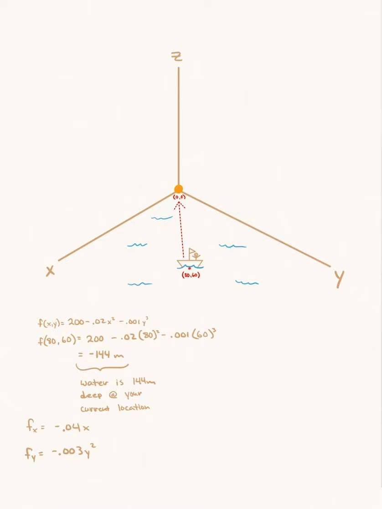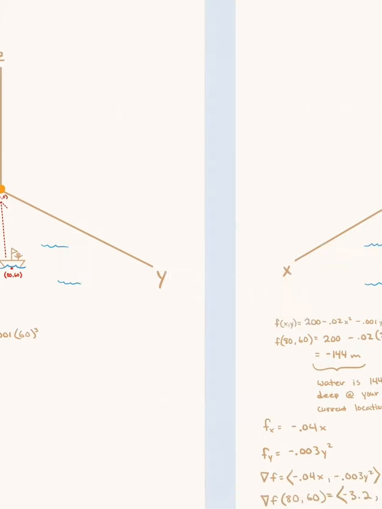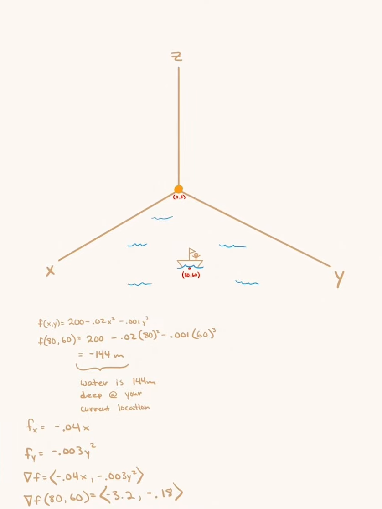We want to know how the depth of the water is changing along this path, and we can figure that out by computing the directional derivative of the depth function along this path. So to do this, we first have to find the partial derivatives of f with respect to both x and y, which we can see here are -0.04x and -0.003y² respectively. So then we can use these to find the gradient, which is a vector whose components are the partial derivatives of the function. Then we can find the gradient at the point you're at, (80, 60), which is the vector (-3.2, -10.8).